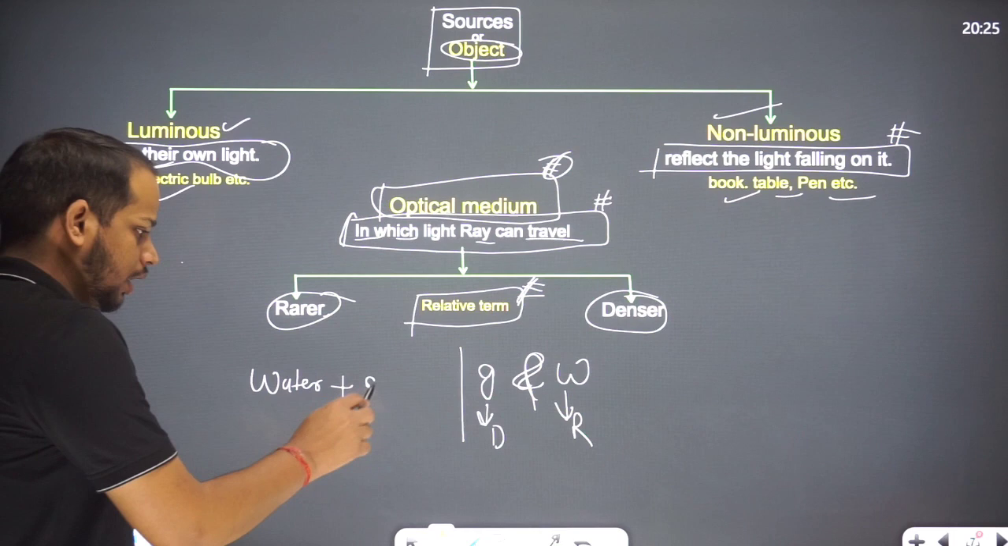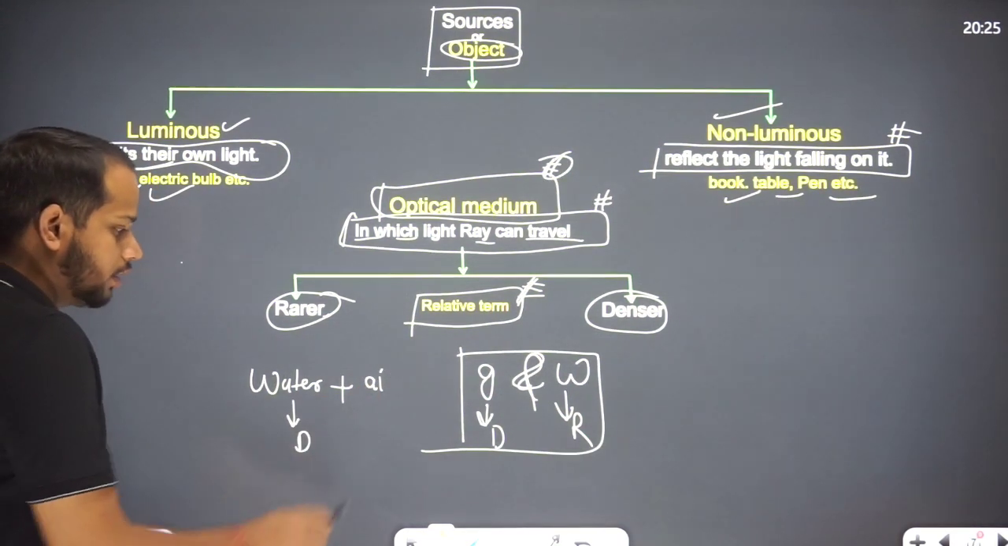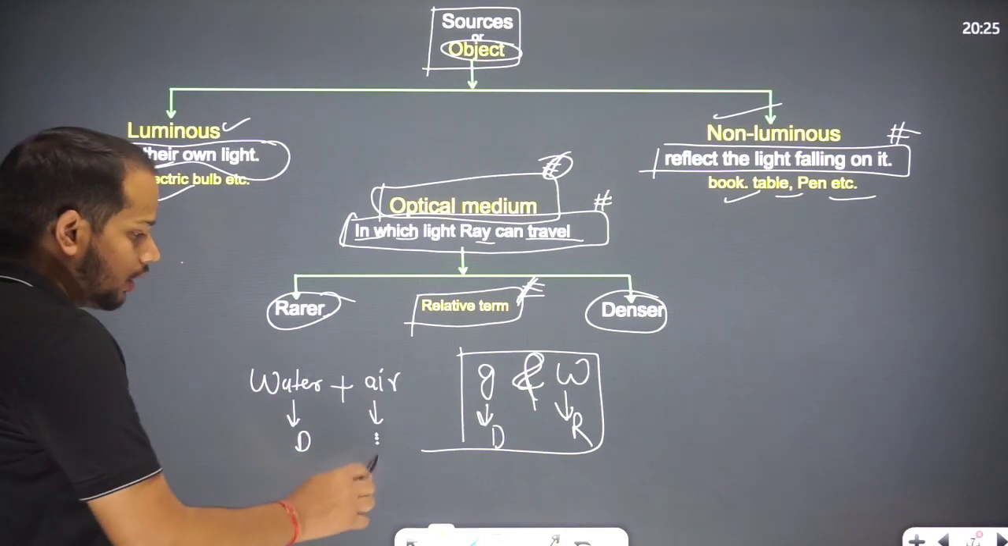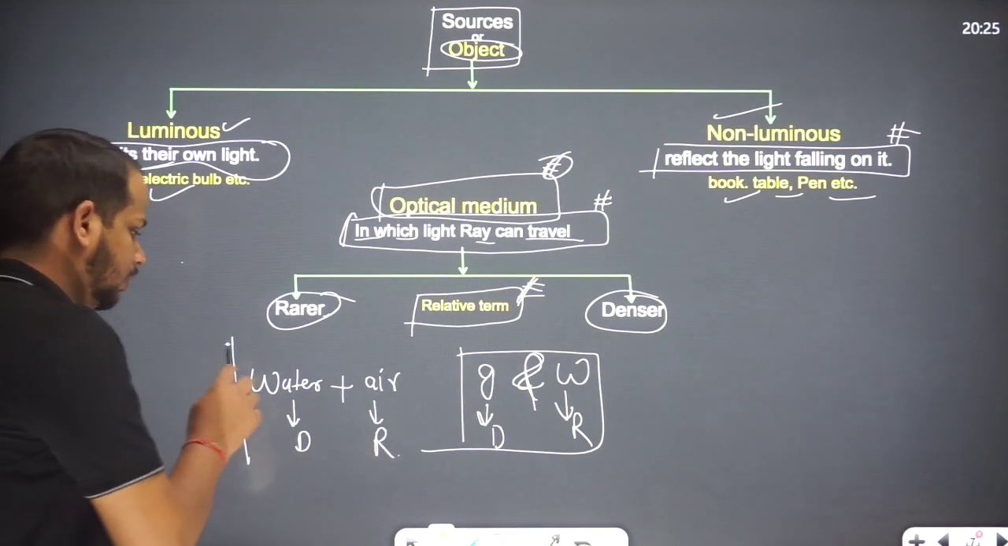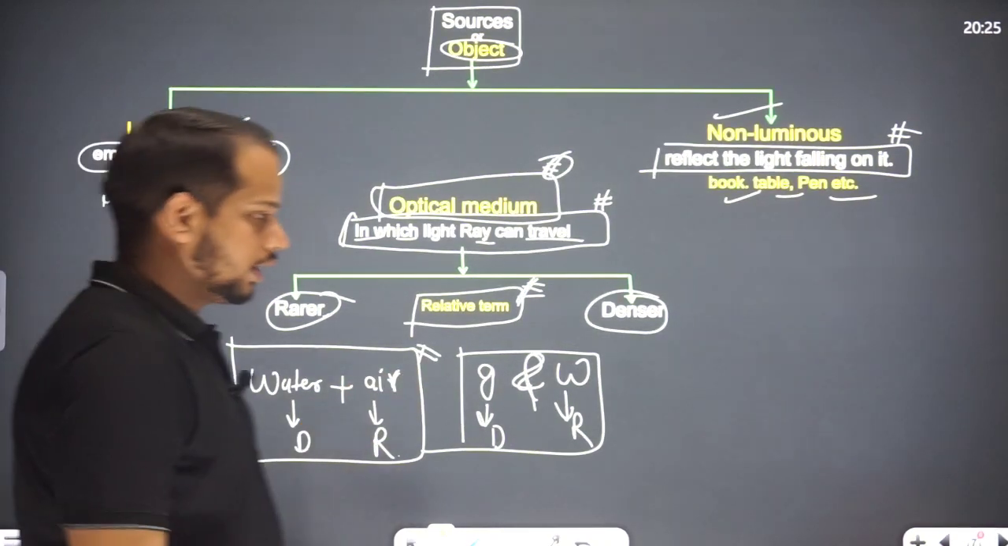You can take another example: water plus air. In this one, water is denser and air is rarer, right? Okay. Now let's move on to the next.